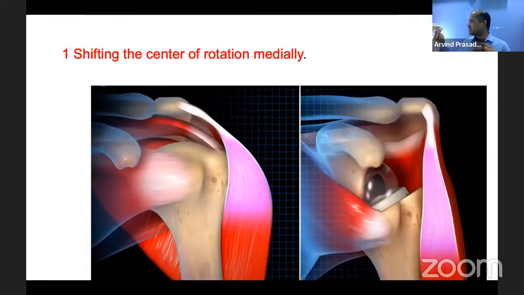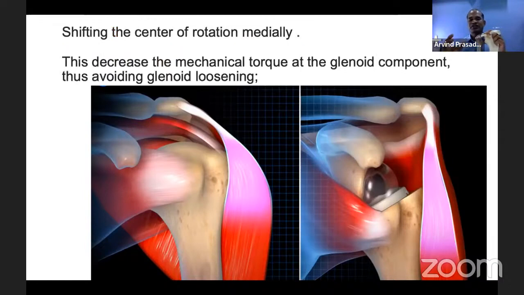Here we can see the shoulder joint. If you see, the center of rotation is almost somewhere here normally, but in the case of the reverse shoulder, it goes there. So this much shifting of the center of rotation from the lateral side to the medial side. How does this help? This decreases the moment, the mechanical torque, over the glenoid base plate, so glenoid loosening becomes less.